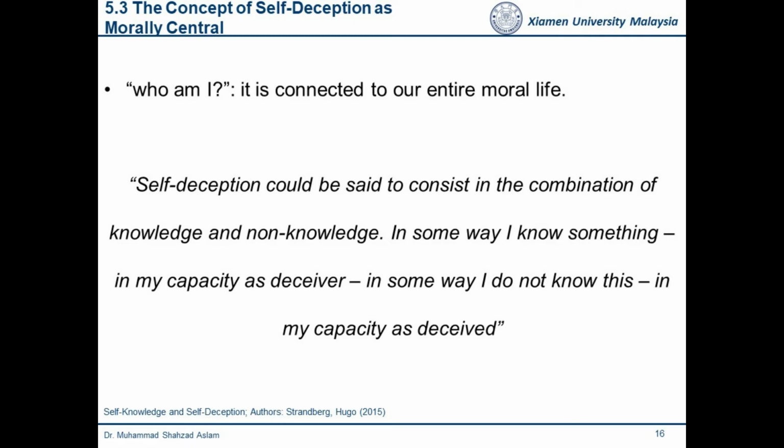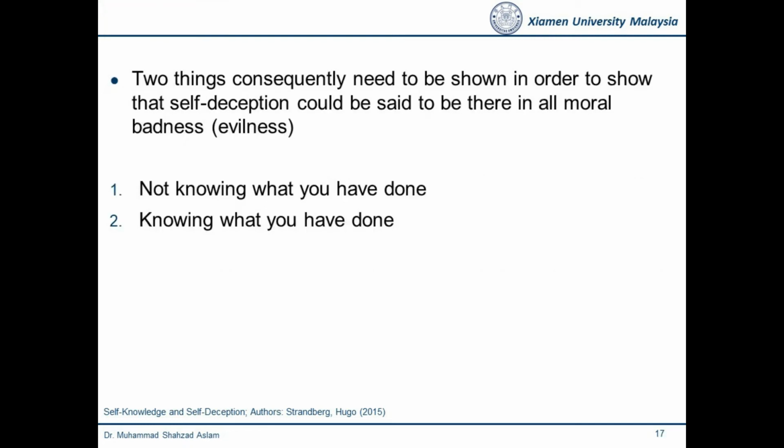And sometimes it could be possible that I get deceived because of my lack of knowledge, as is mentioned in my capacity as deceived as well. So there are different contexts to understand who am I, whether we are talking about who is doing certain acts, or who gets deceived by someone and why. There are different contexts and different explanations. To understand self-deception, we need to discuss both aspects. One is not knowing what you have done, and the second is knowing what you have done, and we will explain that to understand who am I. Maybe it gives you a clearer picture.